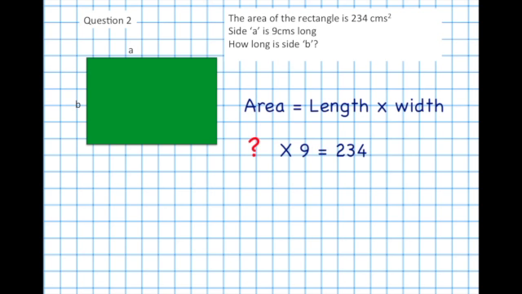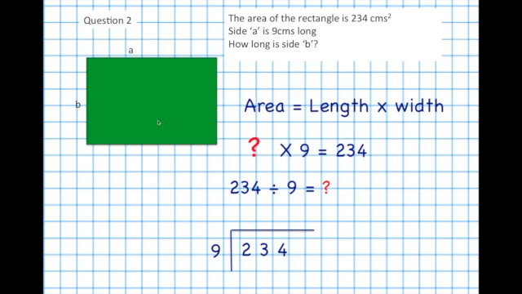Something times 9 is 234. We can look at that as saying 234 divided by 9 is something. So by doing the opposite, we can find the missing number. So I'm going to write it out like this.